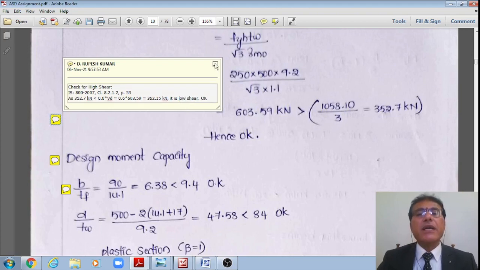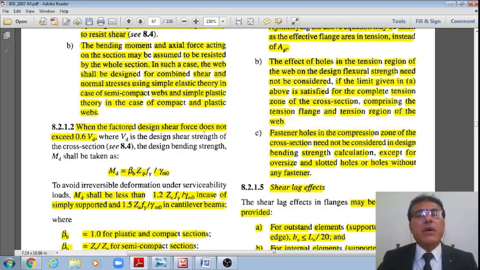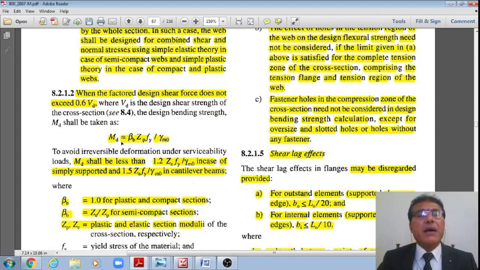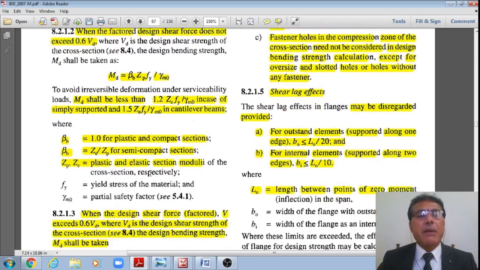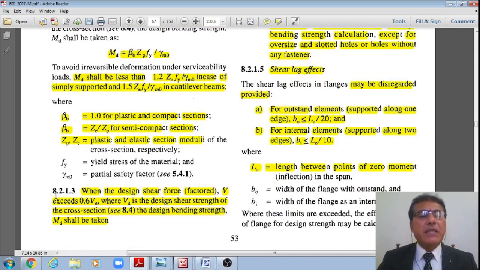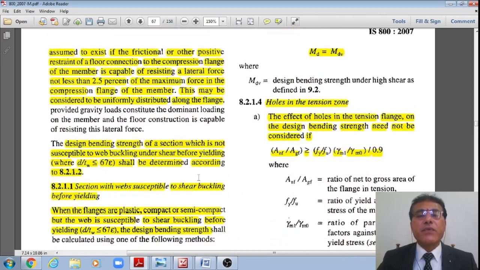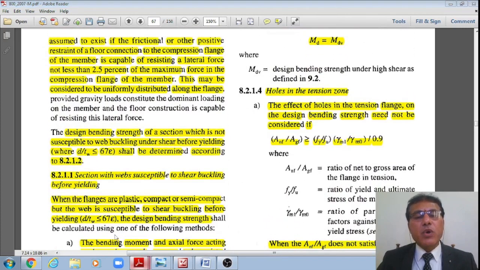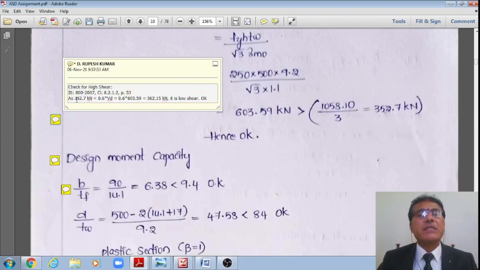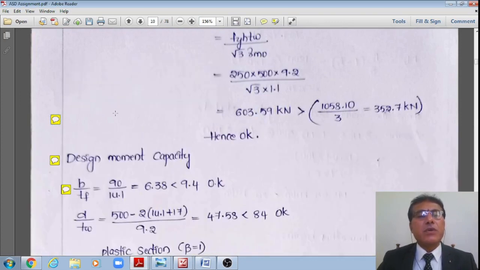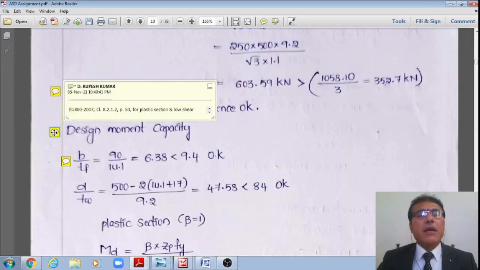Therefore, I need not use this clause. Let me go to this clause. Therefore, this shear force is not exceeding 0.6 VD. Therefore, MD is given by this formula: MD is equal to beta B ZP Fy divided by gamma M naught. Otherwise, if it is exceeding, then as per this, MD is equal to MDV. Here this value is not exceeding, I am sorry. Hence, it is a case of low shear only, because 352 is less than 362, which is okay, right? Then let me check for the moment carrying capacity.